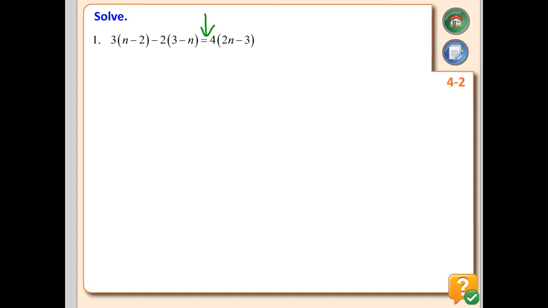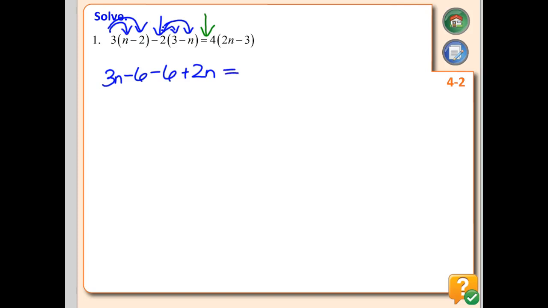We've got a lot of distributive property to take care of first, though. Remember, we're going to take the number on the outside and multiply by the number on the inside. So 3 times n is 3n, and then 3 times negative 2 is negative 6. Ooh, did you realize I got negative 2 out here? Red flag's waving. So now we're going to say negative 2 times 3, which is negative 6, and negative 2 times negative n, which is positive 2n. Again, you've got to really watch out for your signs.